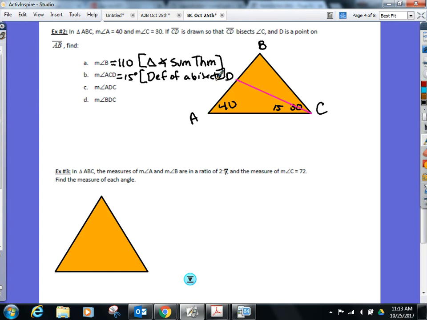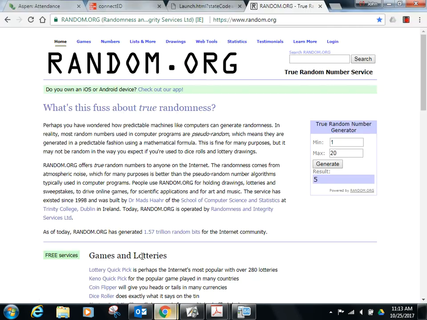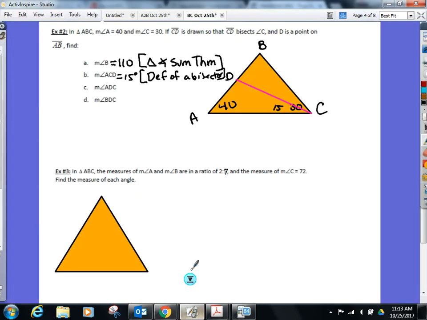We ready for part C? ADC. Find that angle right now. A to D to C. How can I find how large that angle is? So again, this angle right here, what's its measure? How'd you find it? Let's do this. 13? 13, anybody?